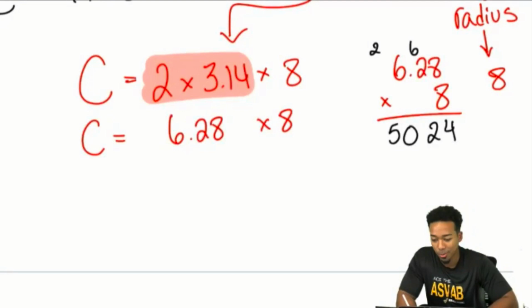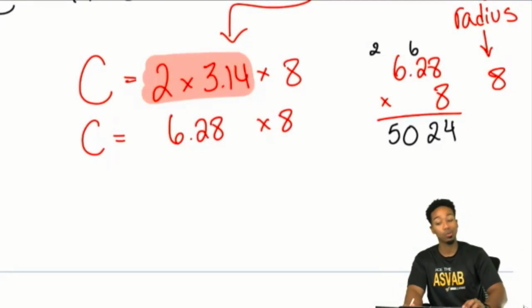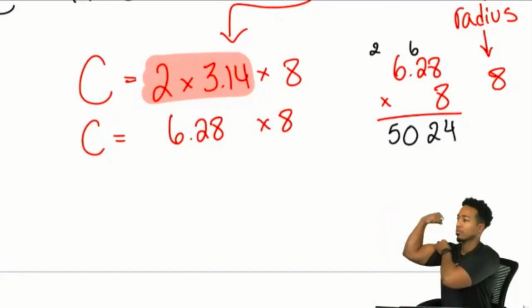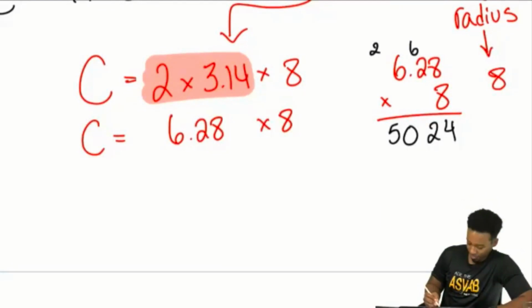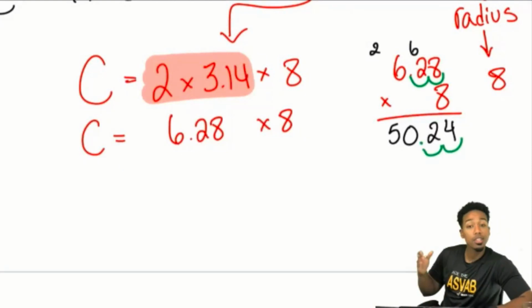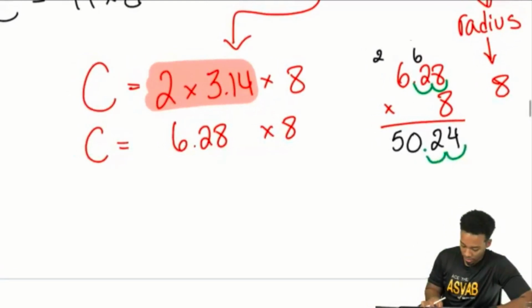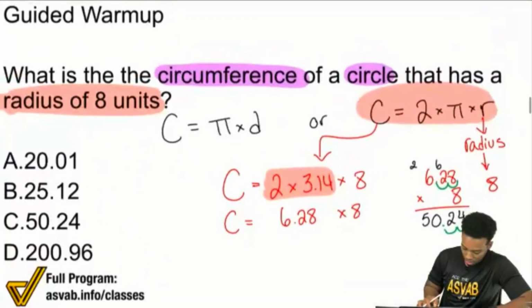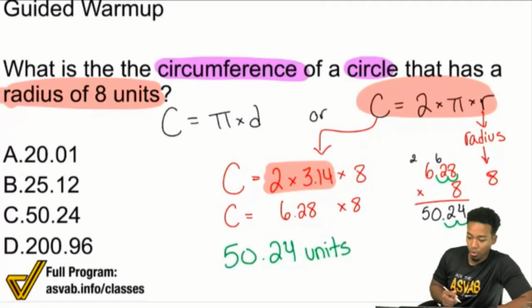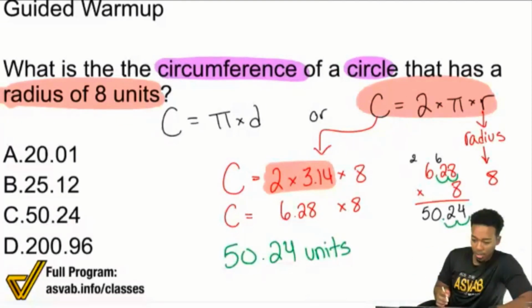Israel, what's up, man? Israel, tell me, what do I do with the decimals when I multiply with them? So you just gotta put the decimal places back. Yes. In this case, we move it 2 times. My man, thank you. That's right on. 1, 2, 1, 2. Boom. 50.24. And there it is. There's our answer. We are done. 50.24 units. That is the circumference of the circle with a radius of 8.